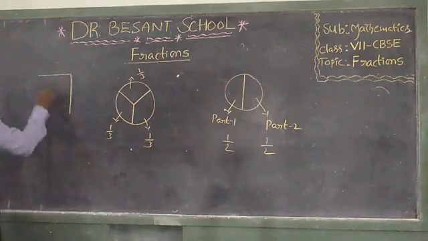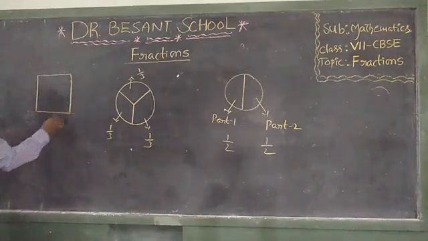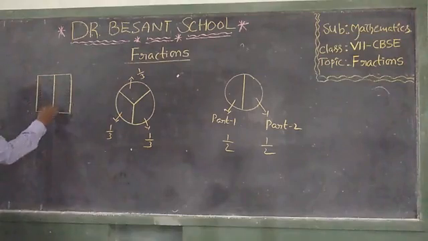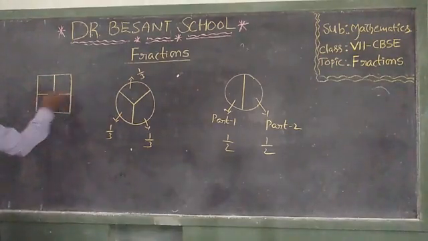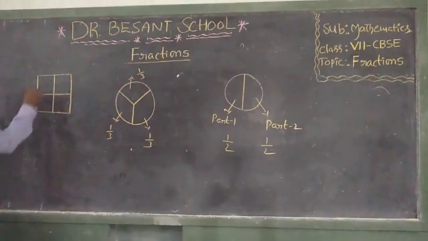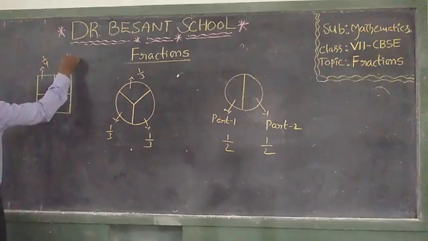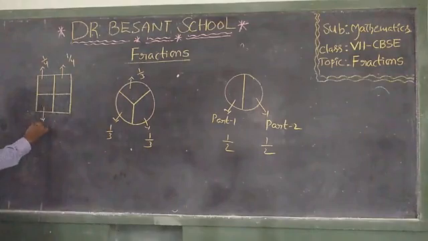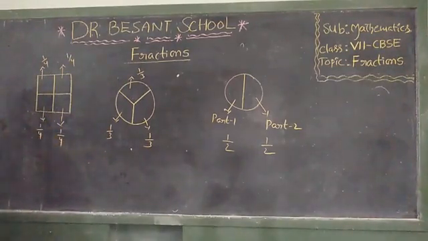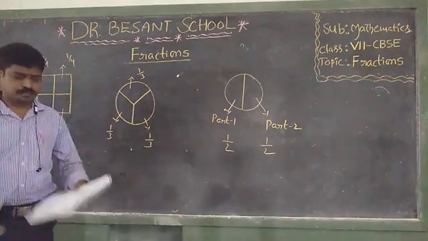Consider it is a whole. Now, this is divided into 4 equal parts. Each part is called a fraction. This is 1 by 4, 1 by 4, 1 by 4 and 1 by 4. I hope you understood very well.